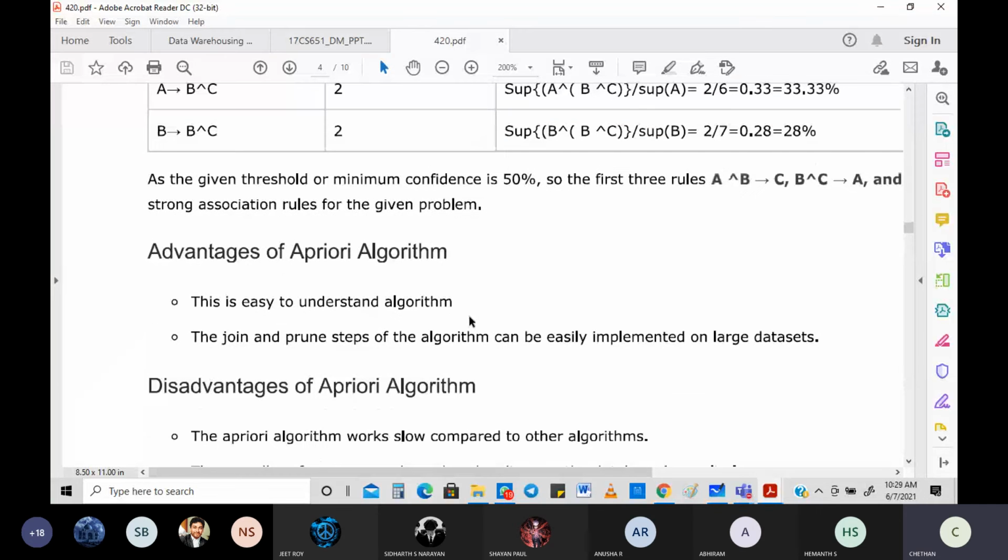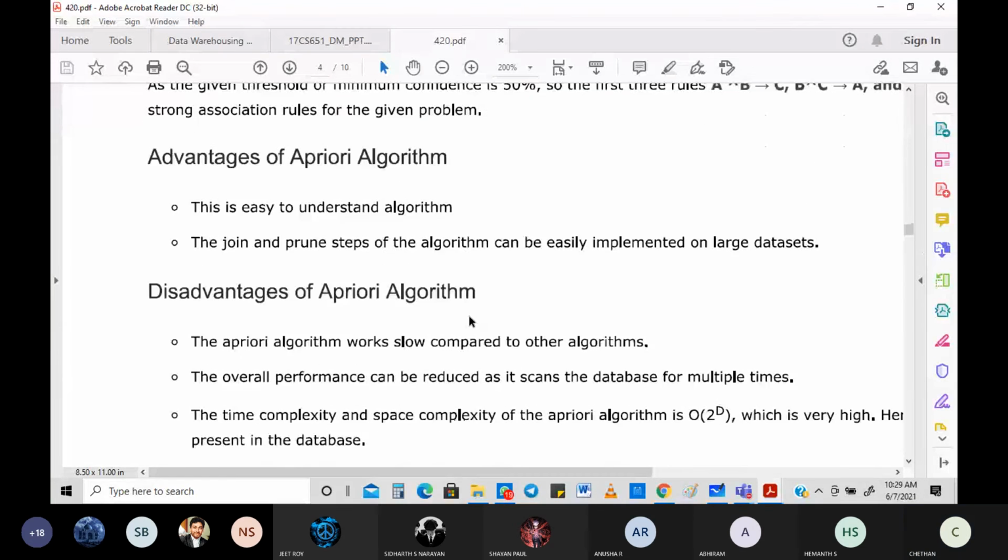What's the disadvantage? There are so many, but these things you're not going to learn in detail. The Apriori algorithm works slow compared to other algorithms. What other algorithms? There are so many algorithms. For rules generation, there's FP, count algorithm. There are so many things, but we are going to only talk about the relevant one, which is Apriori. Just say compared to other algorithms. The overall performance can be reduced if it scans the data fields multiple times.